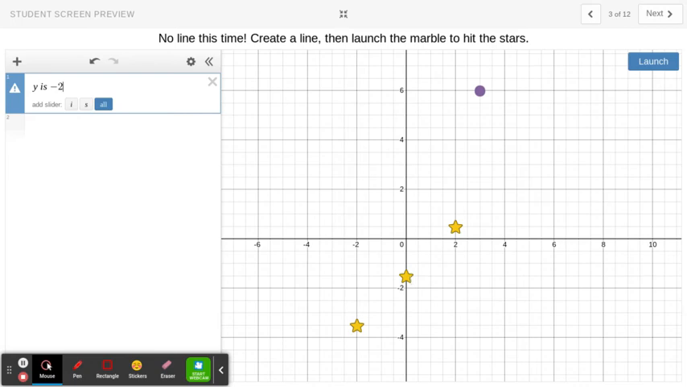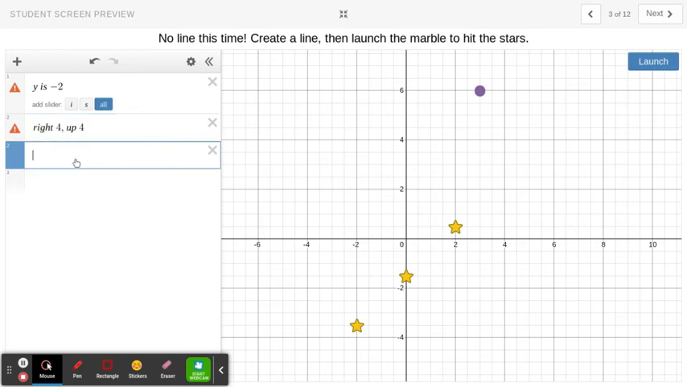Then I need to figure out my movements to get from one star to the next. And remember, you read graphs from left to right. So starting at my y-intercept, what are my movements to get to this next star? Well, I can go up 1, 2, 3, 4, and then right 1, 2, 3, 4. So I'm going to write that out. I'm going to say right 4, up 4. And that is all I need to write my equation.